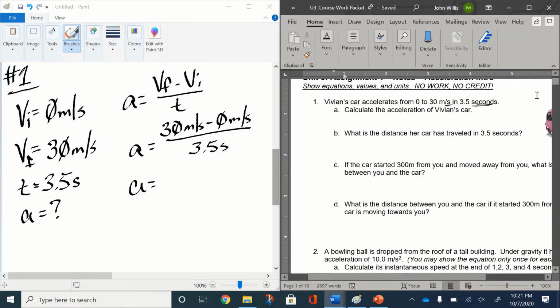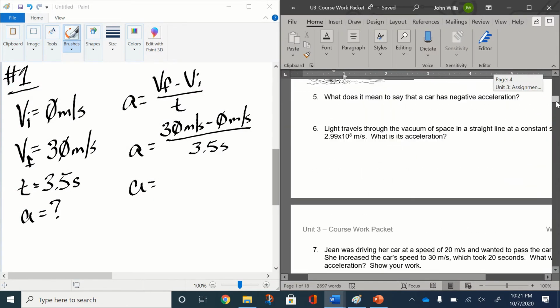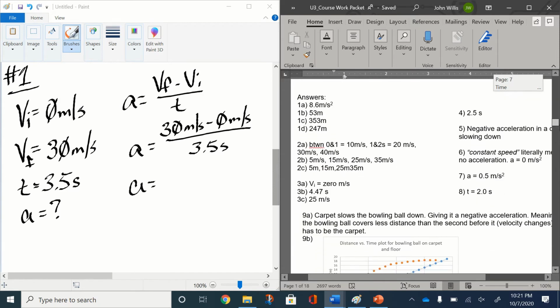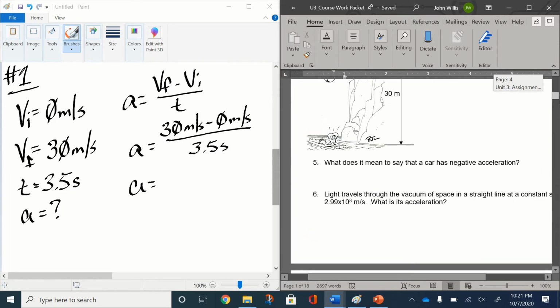Let me look it up. Because remember, just like all things, I give you guys the answer key. Let's go to the end of the worksheet. Number 1, 8.6 meters per second squared.